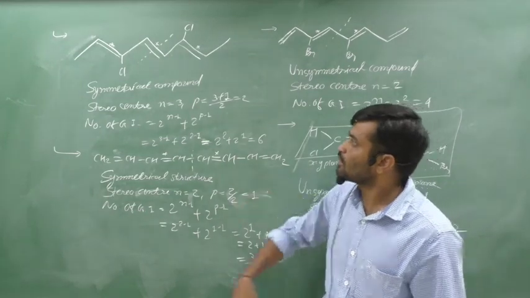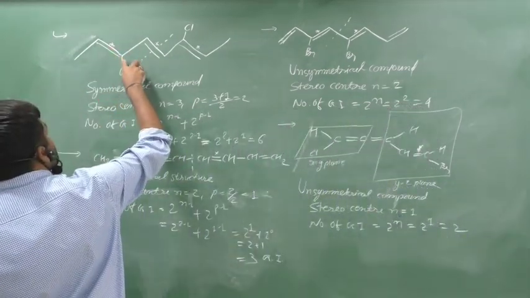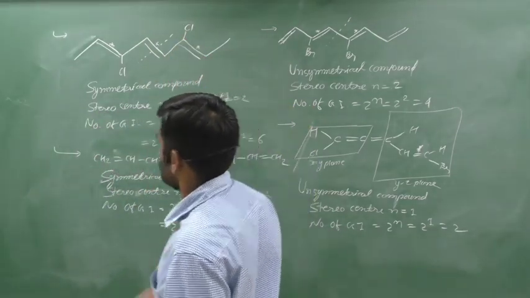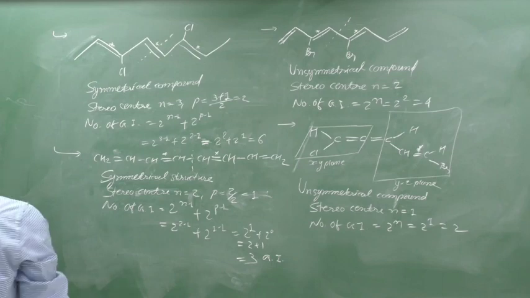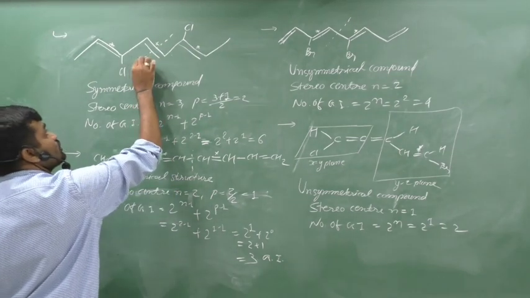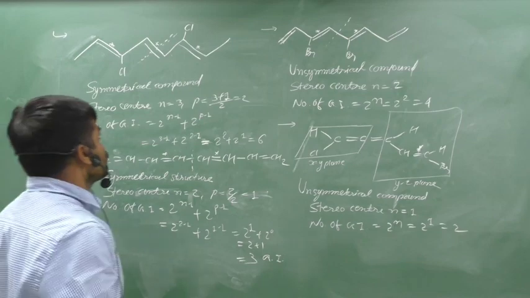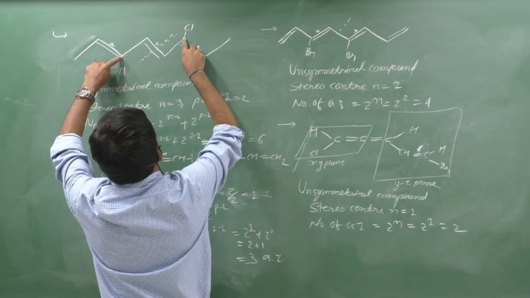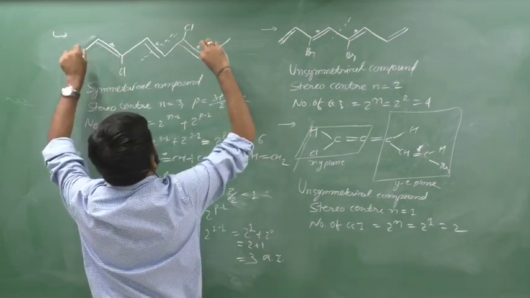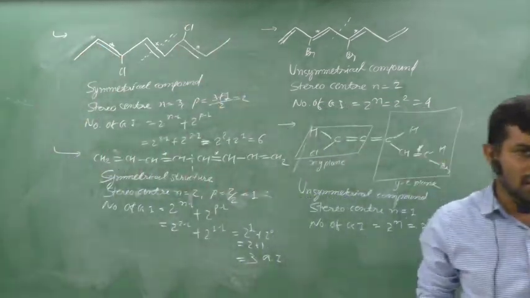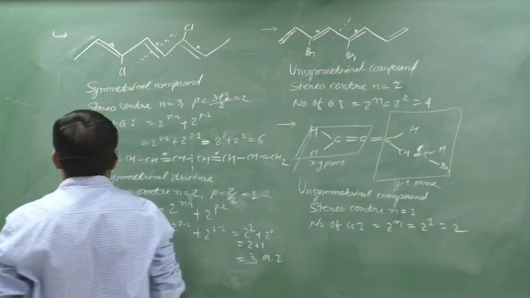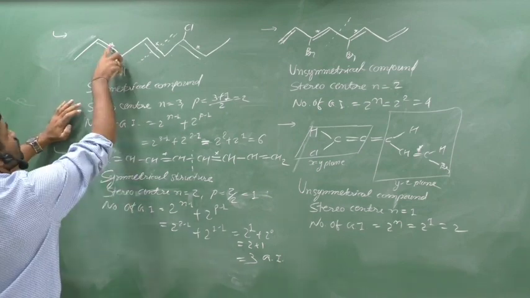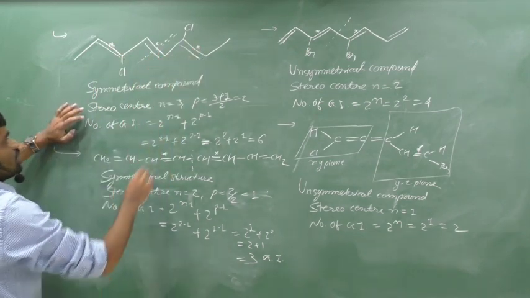Now the example is: single bond, double bond, Cl, single bond, double bond, single bond, Cl, double bond and single bond. First we can decide whether it is symmetrical or unsymmetrical. If we cut from the middle, we get two equal halves, because here CH, here CH, C, C, Cl, Cl, double bond and single bond. Both parts are the same. Therefore you can say that the compound is symmetrical. Now you can find the number of stereo centers in this compound. It is 1, 2, 3. n is equal to 3.